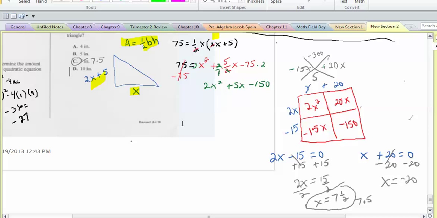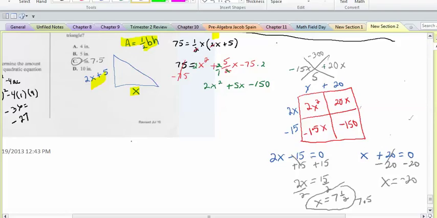Okay, so I discovered I made an error. So it's the first times the last, which would be a negative 300 at the top. And then add together give me positive 5. So 20 and 15 gives me a negative 300, negative 15, positive 20. I make my box, I place them in the box, I factor. Okay, I set them both to 0, and I do the math.